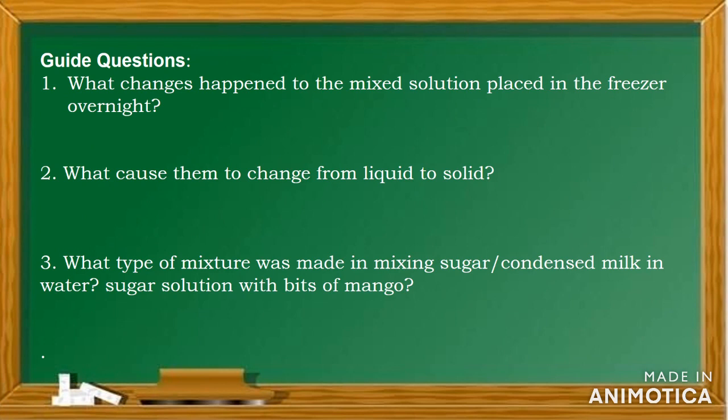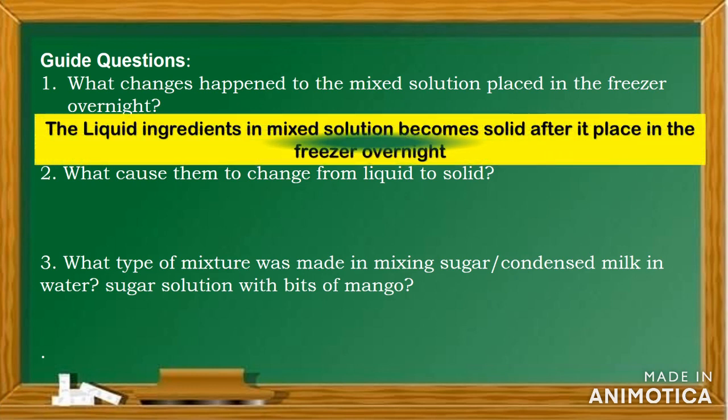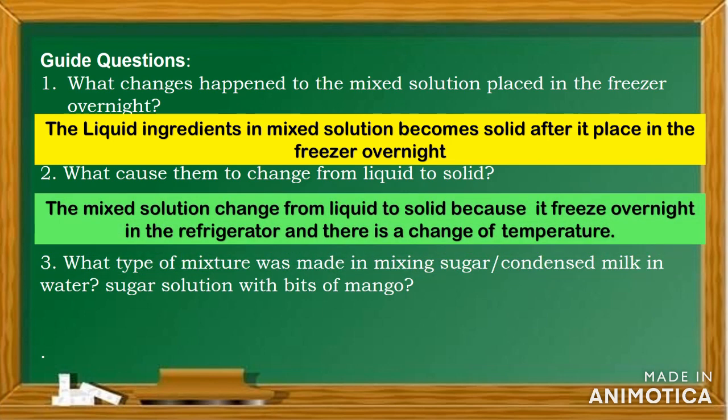We have here guide questions. For number 1, what changes happen to the mixed solution placed in the freezer overnight? So our answer will be, the liquid ingredients in the mixed solution become solid after it is placed in the freezer overnight. How about number 2? What caused them to change from liquid to solid? The mixed solution changed from liquid to solid because it freezes overnight in the refrigerator and there is a change of temperature.